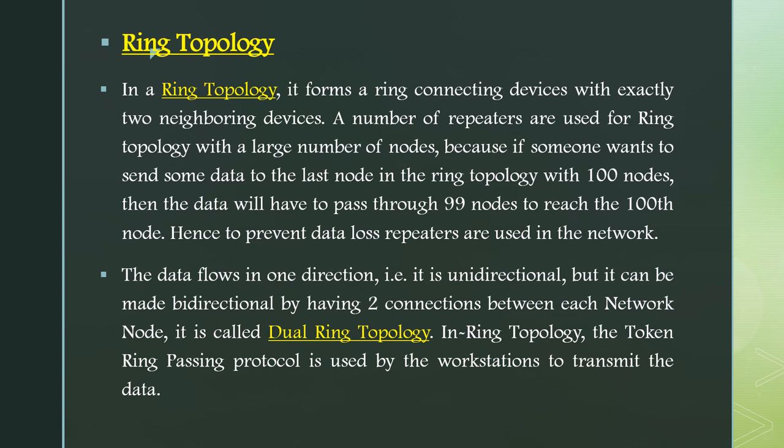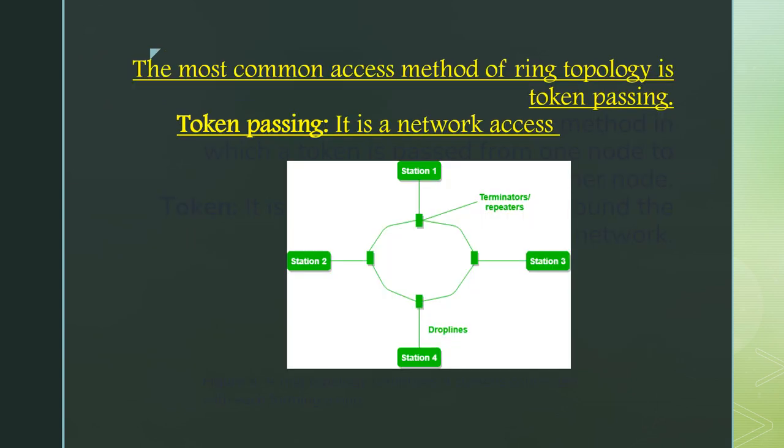The data flows in one direction, that is, it is unidirectional, but it can be made bidirectional by having two connections between each network node. It is called dual ring topology. In a ring topology, the token ring passing protocol is used by the workstations to transmit the data. The most common access method of ring topology is token passing, which is shown in the figure.